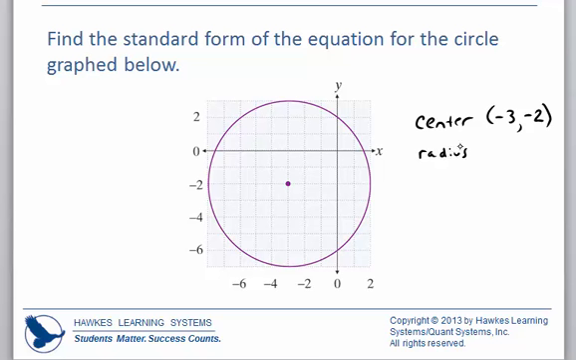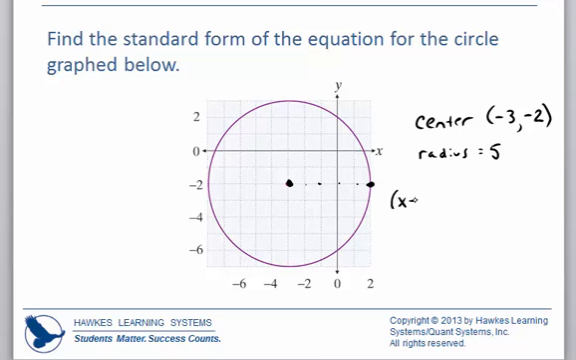And what is our radius? Our radius would be the distance from the center to a point on the outside. Using a point that is either directly across or directly up or down would be easiest. So let's count this. We've got 1, 2, 3, 4, 5. So we have a radius of 5.